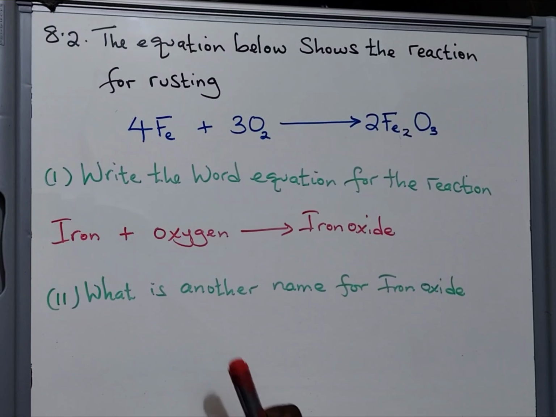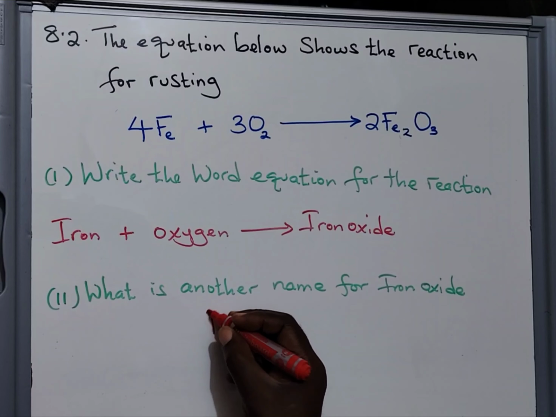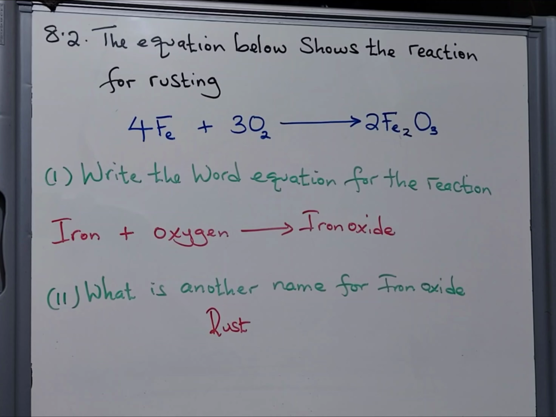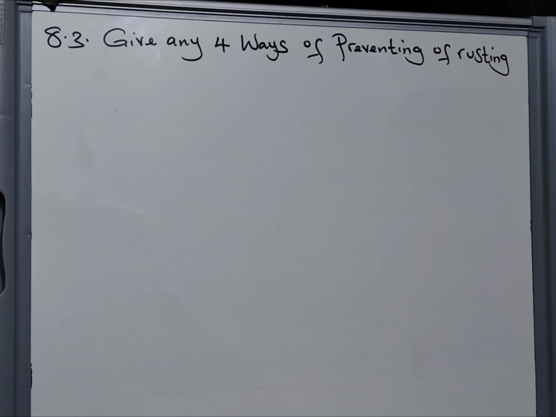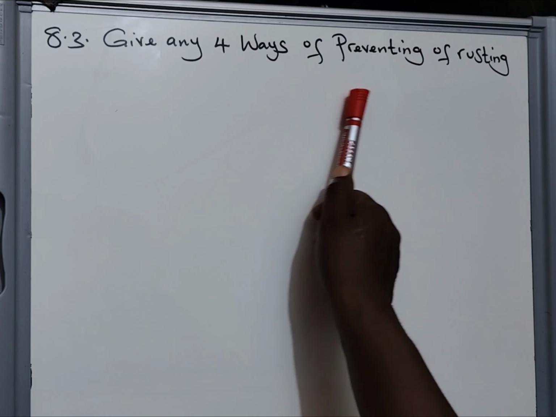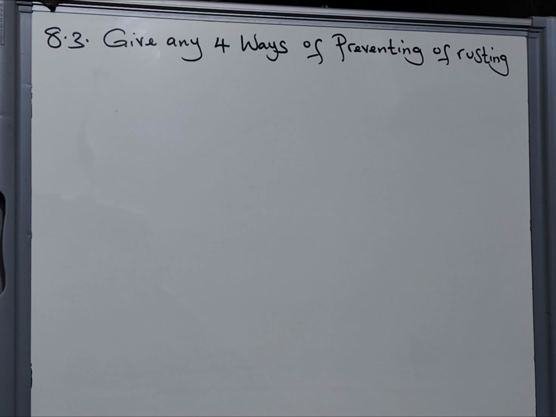Yeah, then comes this question. It says that what is another name for iron oxide? Okay, another name is what we call rust. So rust is iron oxide. Yeah. Then comes this one, says give any 4 ways of preventing rusting. Okay, how can we prevent rusting?